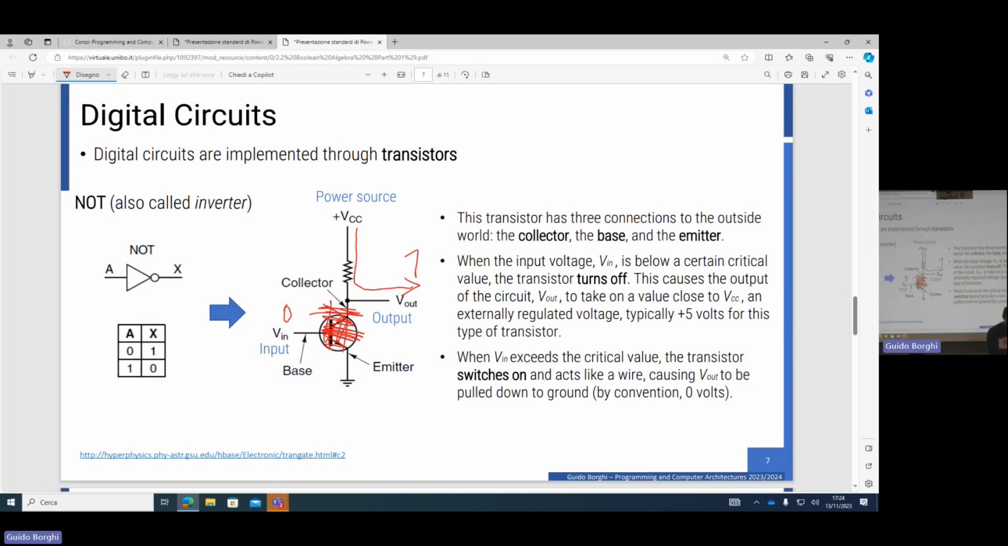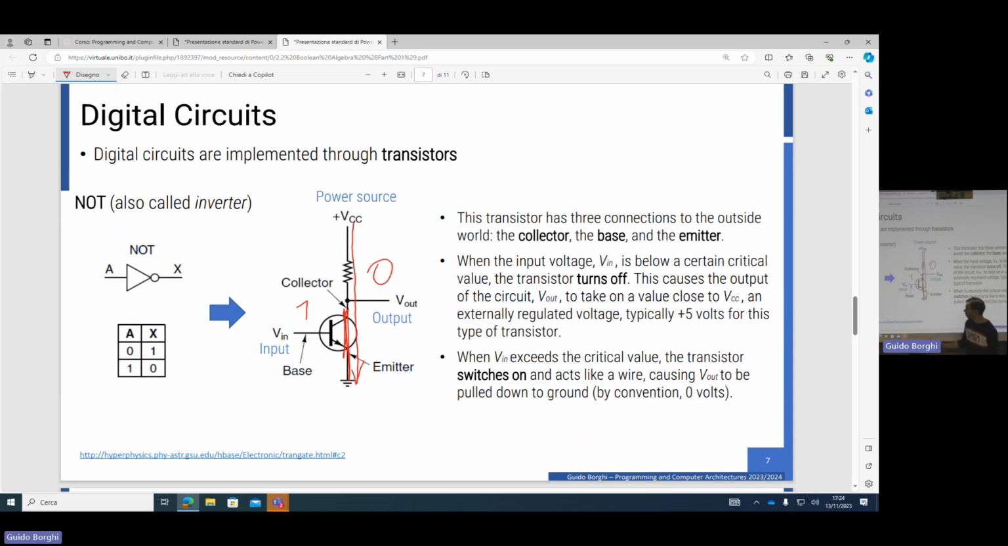If we turn on the transistor, what do we have? We create a sort of wire here, and so all the current goes through to the emitter. And so here we have 1 since we power on the transistor. So we create a sort of wire here. And then all the current, all the voltage that we have flows to the emitter. And then in output, we have 0.